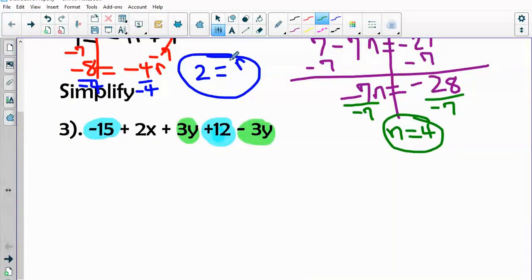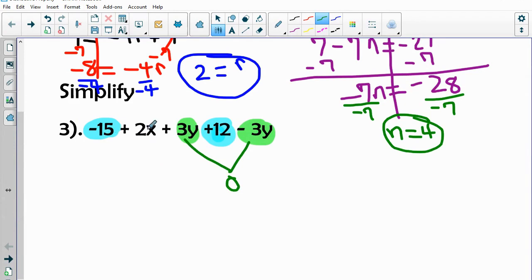Now we're going to need a little more space to do this next one, so let's pull that down. Let's go ahead and do a little simplifying, and that's all we're doing on this next one, just simplifying rather than solving an equation. So let's start with the y terms. We have 3y minus 3y, that just equals 0.